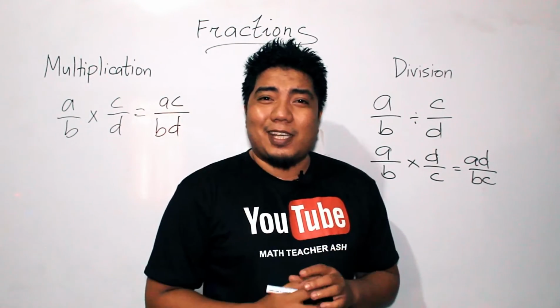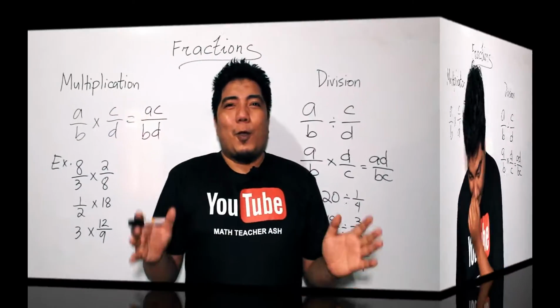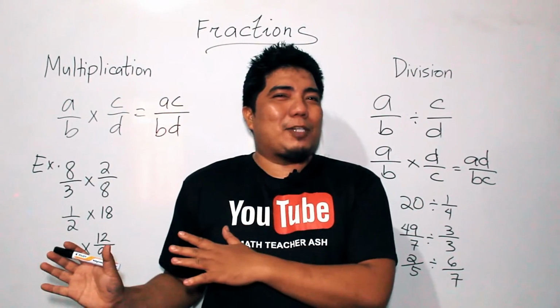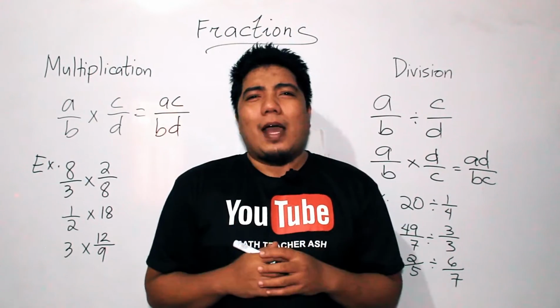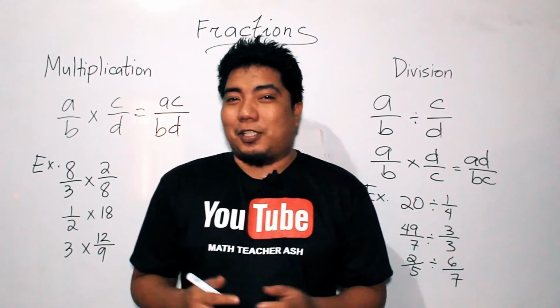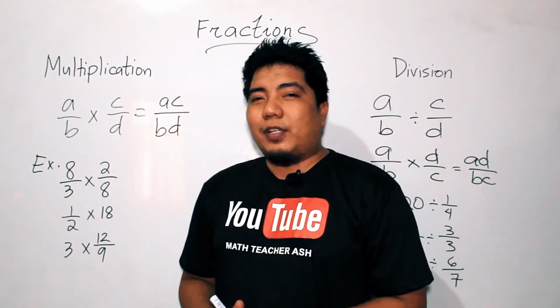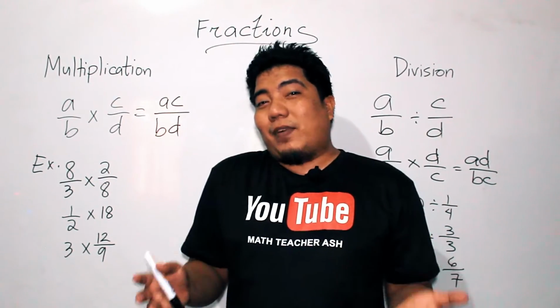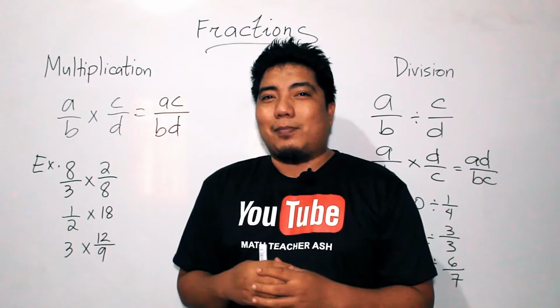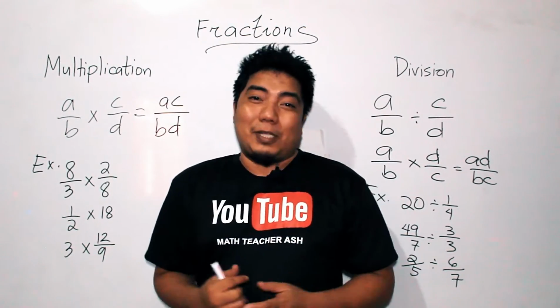Now, let's consider some examples. Okay, math learners, we have here 3 examples for multiplication and 3 examples for division. So, how do we multiply fractions? We have here 8 over 3 times 2 over 8. I always teach my students that if you have another way to solve certain problems, you can do so for it to be simplified.